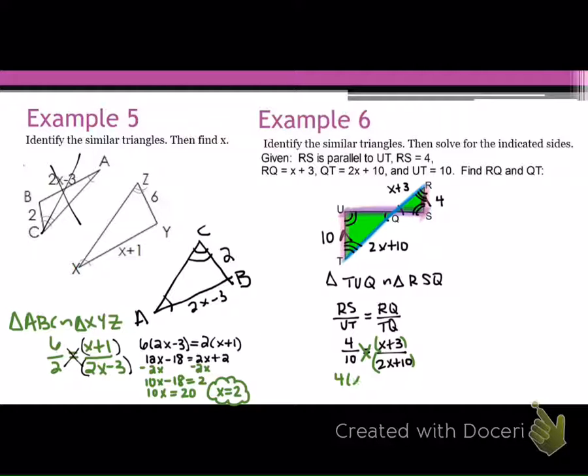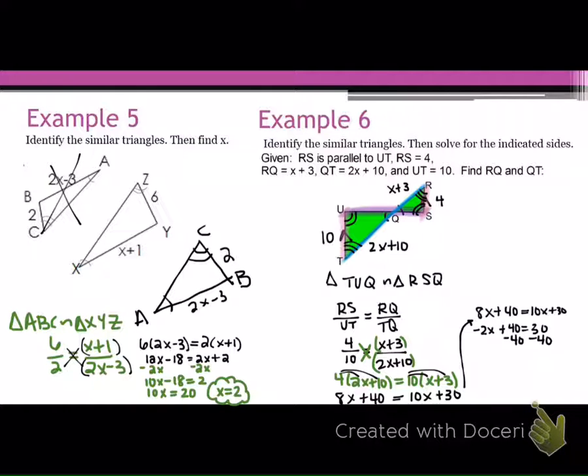I put the wrong thing in there. And then you're going to distribute. And set it equal to this. Okay, so multiply by the denominator. And that one, so multiply both sides in parentheses by 2x plus 10. Did you guys get x equals 5? Yep. So how are we going to find RQ then?